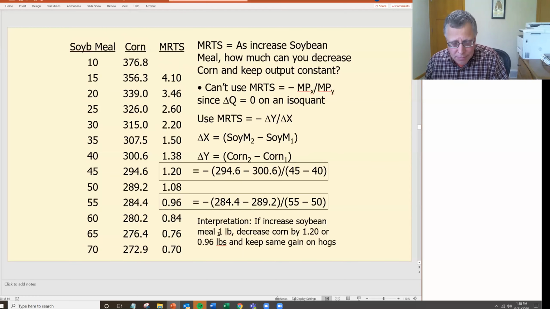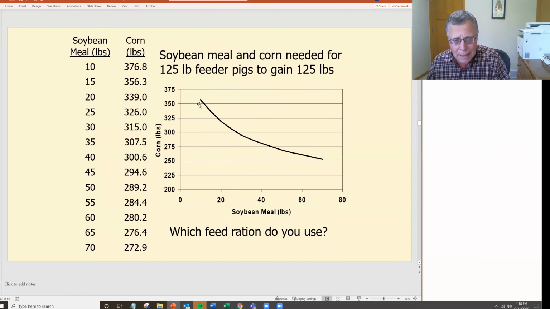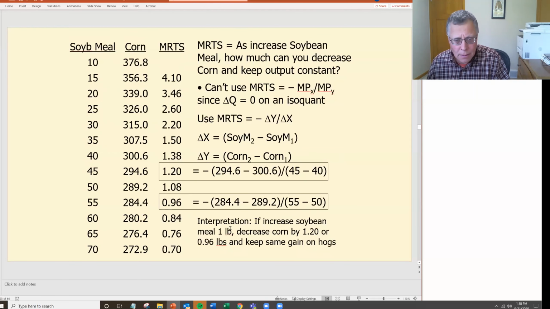If you increase soybean meal by 1 pound and you decrease corn by 1.2 pounds, in this example, if you increase soybean meal by 1 pound, you can cut back in corn by 1.96 pounds. All we're doing is going down this curve and calculating the slope of that as steps. That's what this MRTS is.